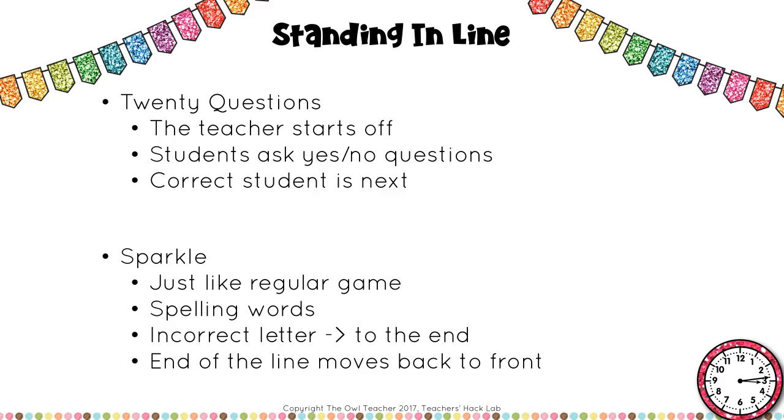After the person says the last letter of the word, the next student will say sparkle, and then you give a new word, and the next student says the first letter, and so on, and you continue. If a student says an incorrect letter, they move out of the line and go all the way to the end. And then when you get to the end of the line, you go all the way back to the front and continue, just like you would in the circle game Sparkle.